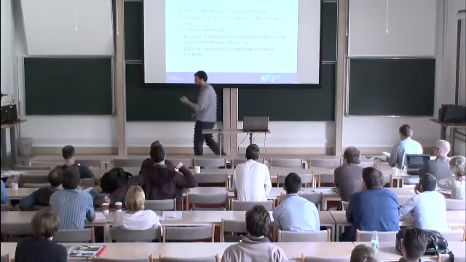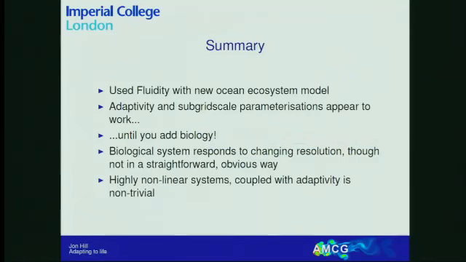So I'm just going to summarize. I don't think I have any conclusions as such. In Fluidity, we've added an ocean ecosystem model along with turbulence parameterizations and bulk formulae for the ocean, so we can now do reasonably realistic ocean simulations with those. Adaptivity and subgrid scale parameterizations do appear to work if you look at them, but then you add biology, which points at the tiny holes in that. So any test cases we come up with, one of them should definitely have some kind of biology ecosystem model in it.